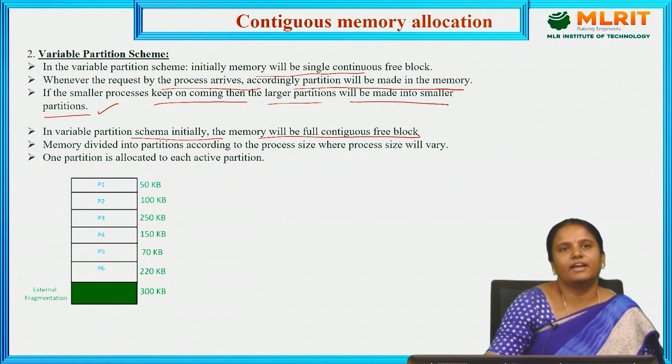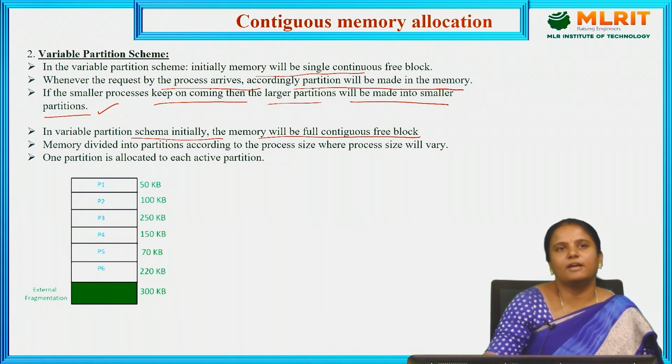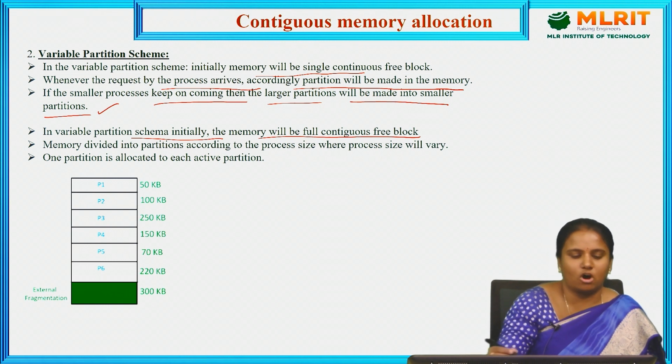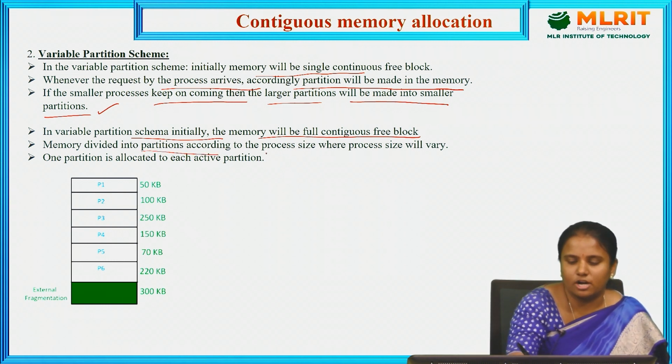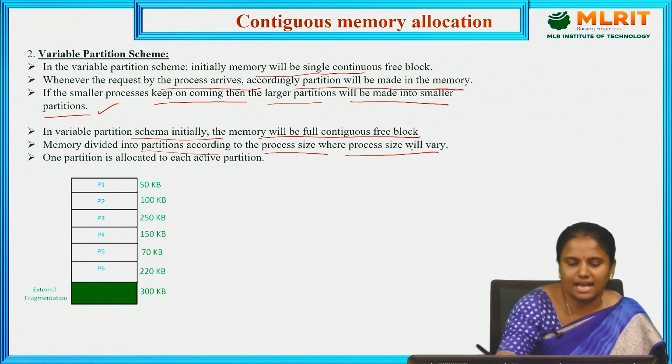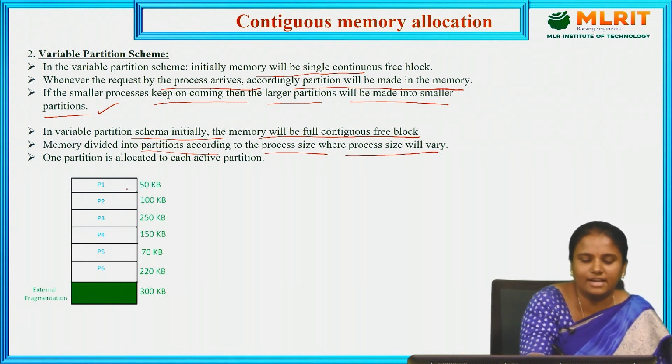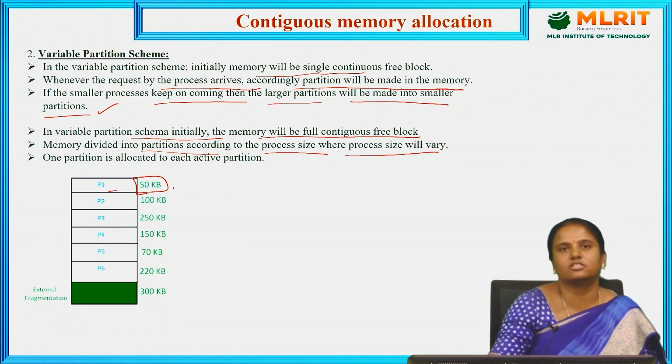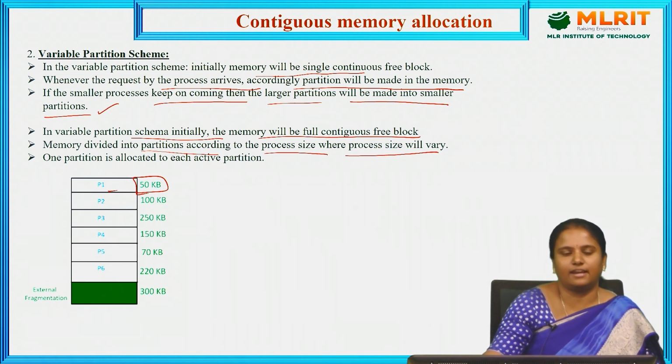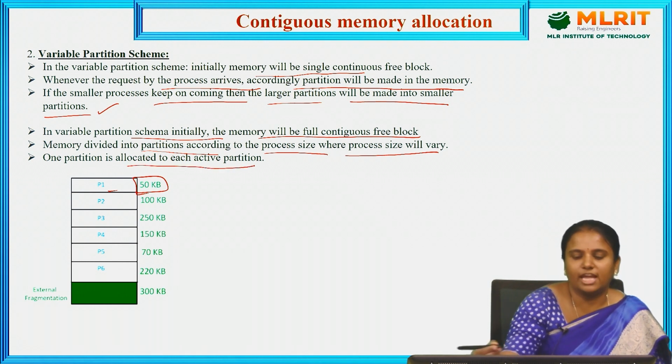So in the variable partition scheme, initially the memory will be full of a contiguous free block. Memory is divided into partitions according to the process size, where the process size will vary. So P1 is varying with 50 KB of memory. Each process consists of some size of memory, and the partitions are divided according to those varying sizes. One partition is allocated to each active process.